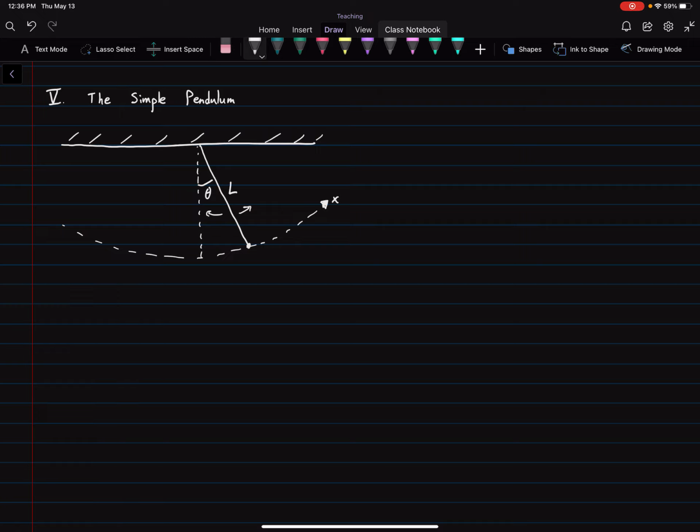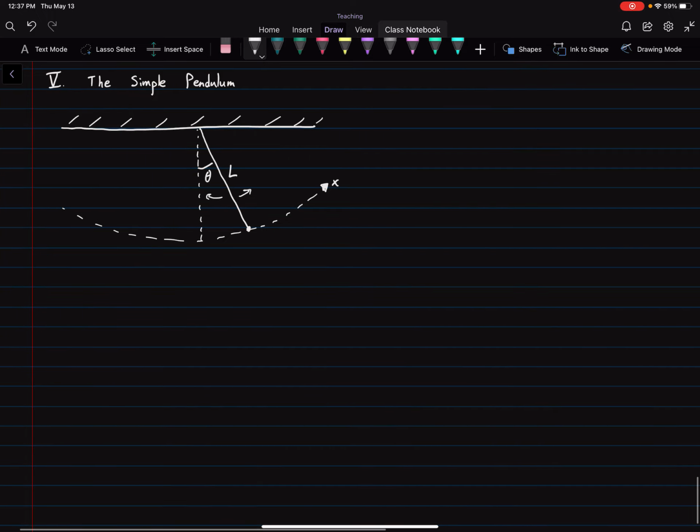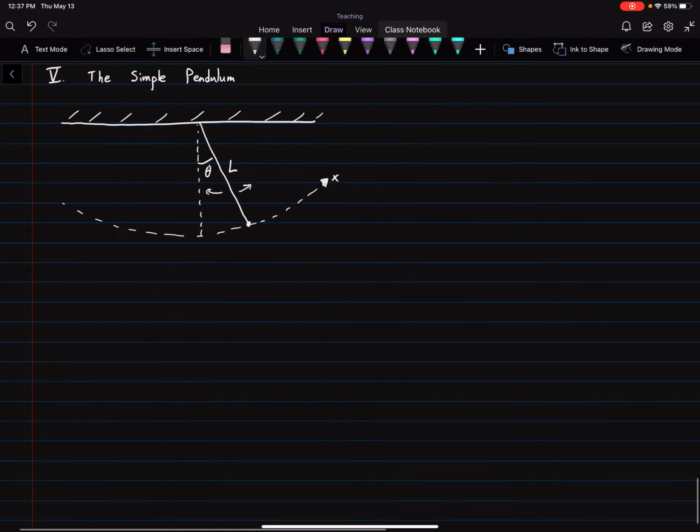So string, unstretchable, but it does provide a tension force. So this is an ideal model, considers an idealized pendulum for simplicity. That's kind of what a model is. A person on a swing or a wrecking ball can be modeled by a simple pendulum. Grandfather clock, that kind of thing. So first, is the periodic swinging of the simple pendulum simple harmonic motion, or is it some other type of more complex periodic motion?